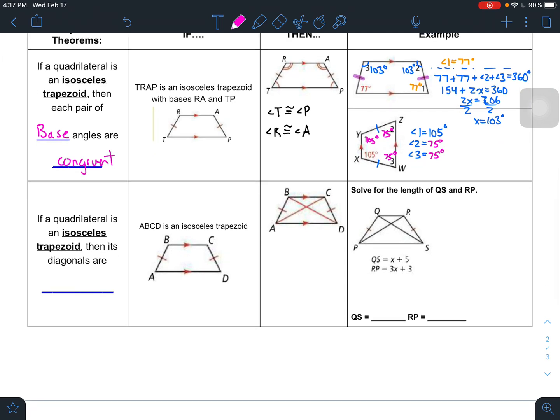If a quadrilateral is an isosceles trapezoid, then its diagonals are congruent. So ABCD is an isosceles trapezoid. That means that AC, segment AC, is going to be congruent to BD. This is only true in isosceles trapezoids. If this was just any other trapezoid, it may not be congruent, but with isosceles trapezoids, these diagonals would be congruent.